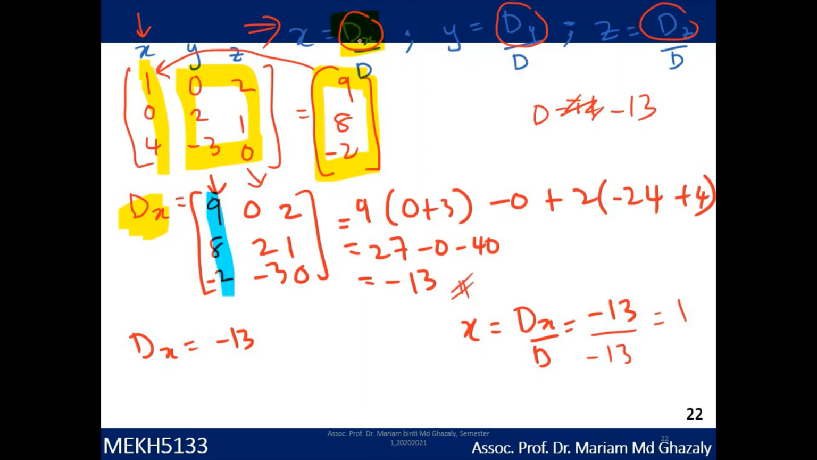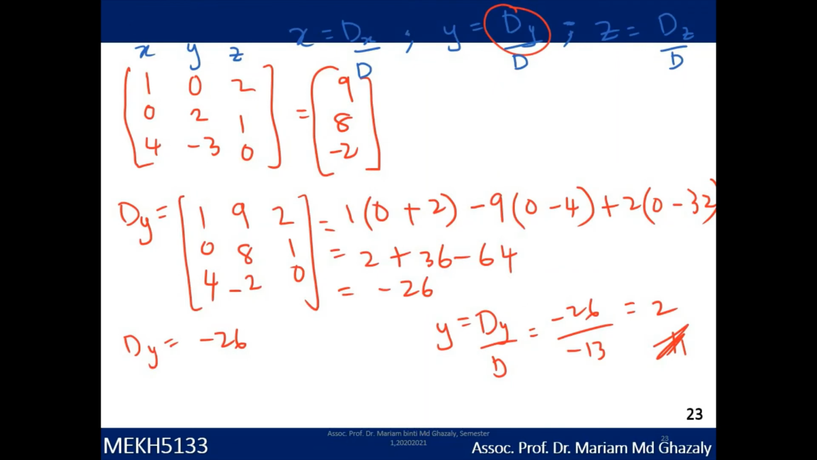So according to the original equation here, you will see that x is equivalent to dx over d. You have found that dx is minus 13, so you have x equivalent to dx over d, so minus 13 over minus 13. So you get the x value is 1.